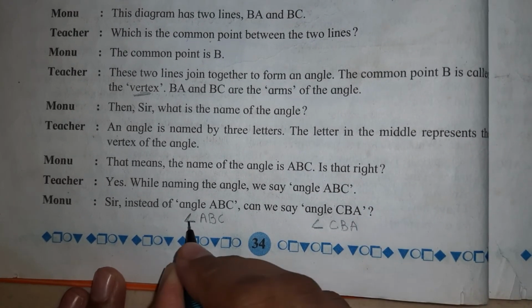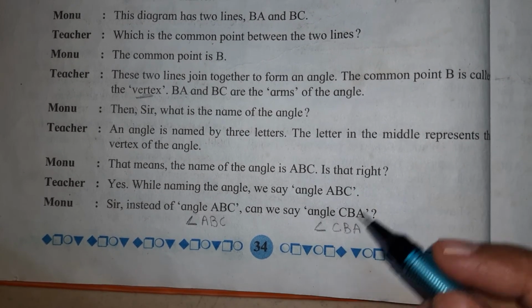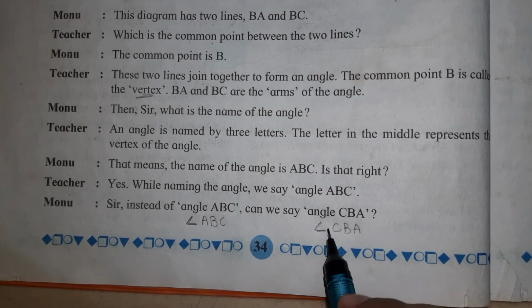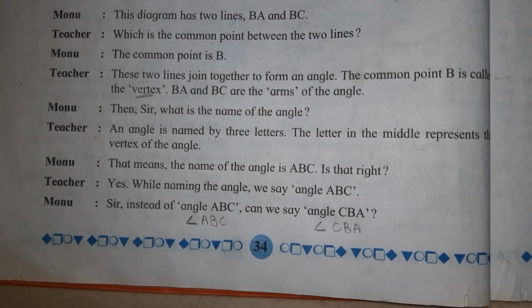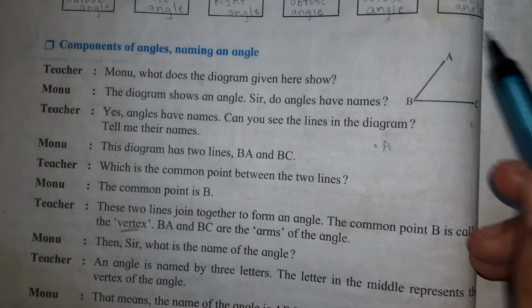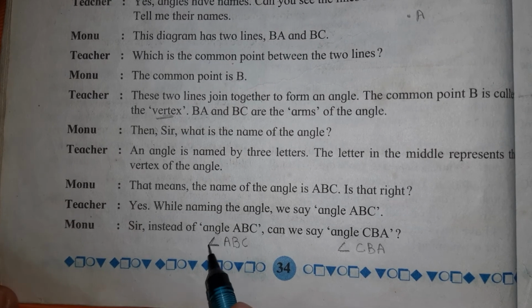So what is the meaning of this symbol? The meaning of the symbol is angle. So how will you read this? Angle ABC or angle CBA. Now remember one thing. Here there is an acute angle. That's why we have taken an acute angle symbol.